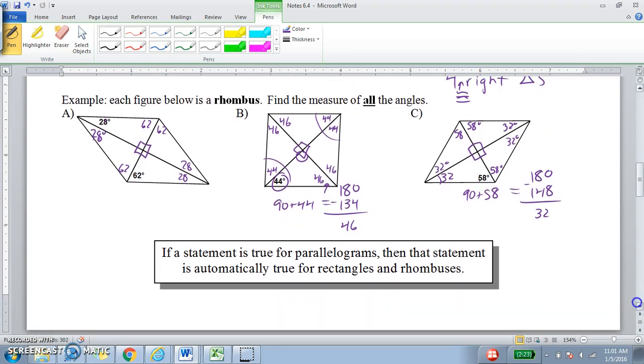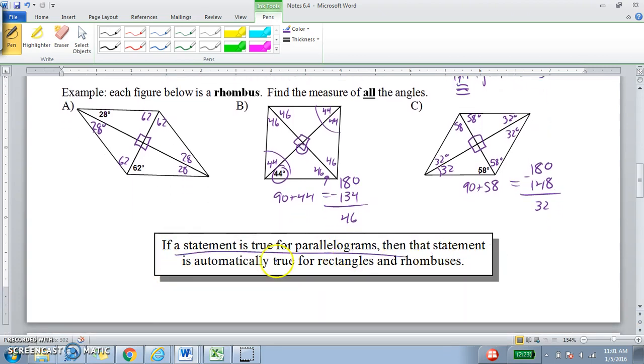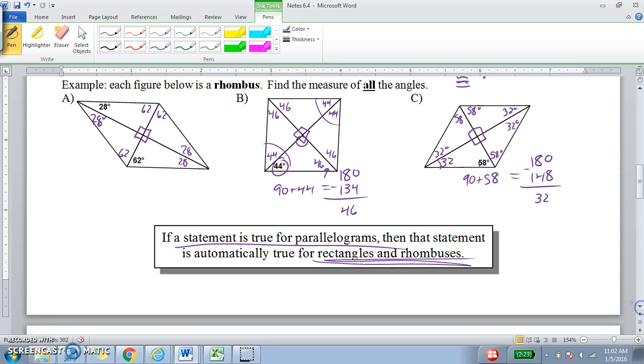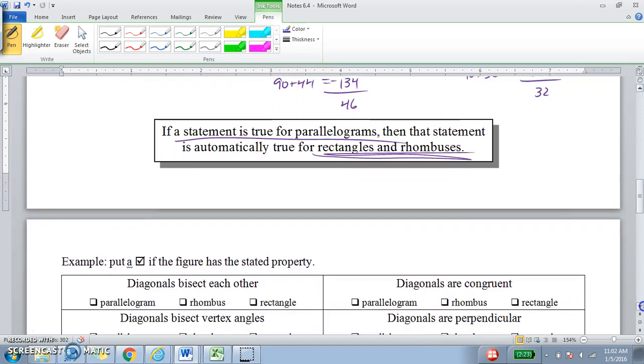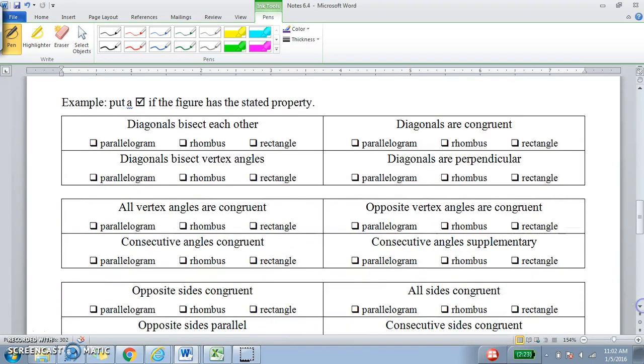All right, so as I've stated, if a statement is true for a parallelogram, then it's always true for a rectangle and a rhombus. So anything that applies to parallelograms that we learned, 4 things, 5 things actually. So opposite sides are parallel, opposite sides are congruent, opposite angles are congruent, consecutive angles are supplementary, and diagonals bisect each other. All of those things are still true for rectangles and rhombuses, in addition to the other things that we just learned. So this is a lot to keep track of.